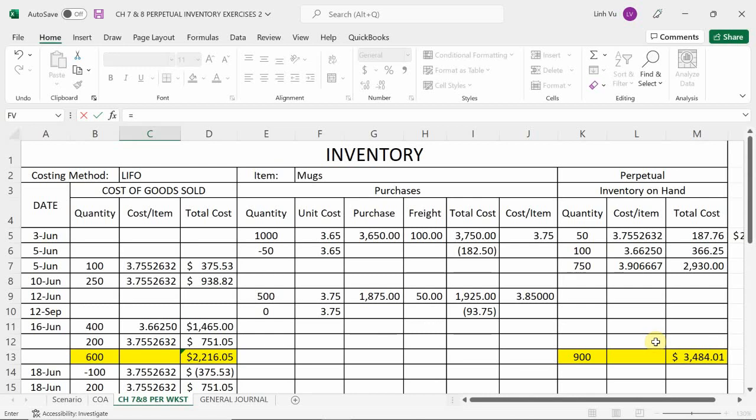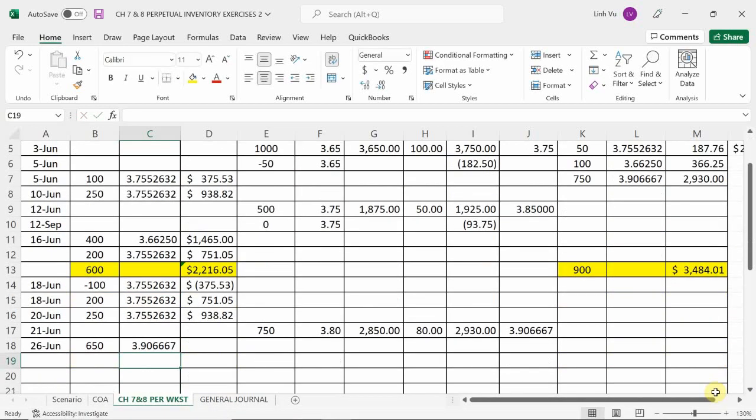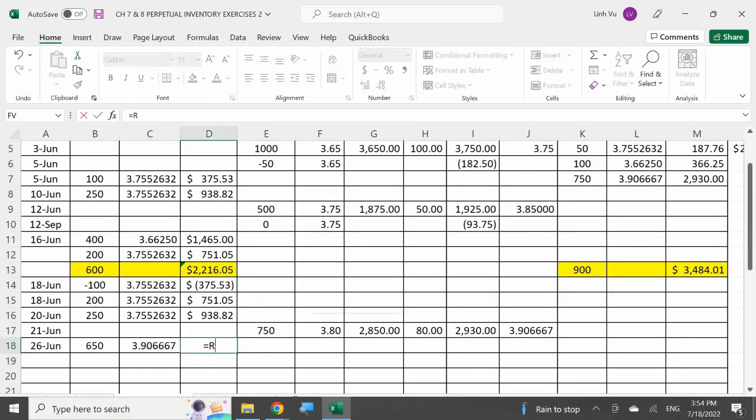So you said that we're going to take out from the batch of 750, because that's the batch I just last purchased. So in this case, it's going to cost me $3.9066666667. So let's go ahead and figure out what that's going to cost me here. Okay, so what is my total cost of goods sold if I sold 650 units at $3.906666?